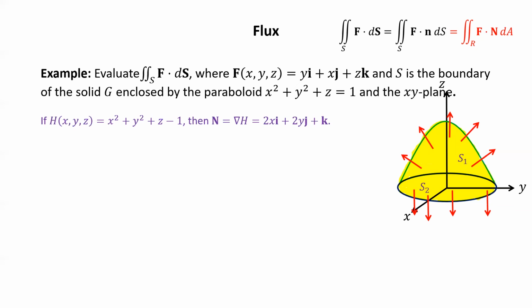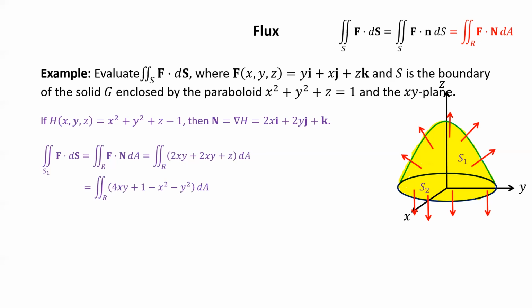So if h of x, y, z equals x squared plus y squared plus z minus 1, then we could get a normal vector n by taking the gradient of h, and we get 2x i plus 2y j plus k. So the surface integral over S1 of F dot dS is the double integral over R of F dot n dA. And when we take the dot product of the vector field F with n, we get y times 2x or 2xy, plus x times 2y or 2xy, plus z times 1 or z. And when we add that up, we get 4xy plus z.